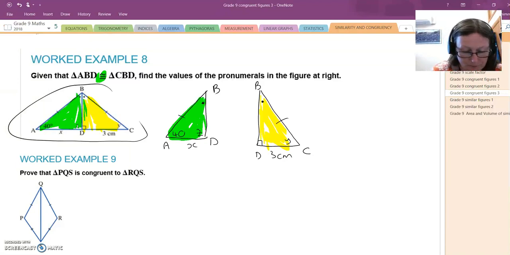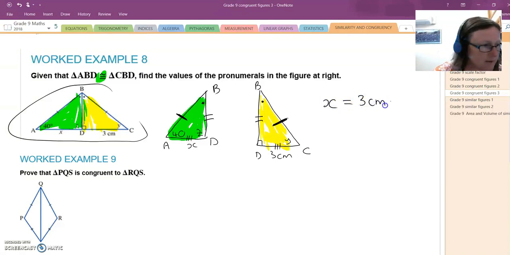We know that this side here is equal to this side there by the slash. We also know that this side is called BD and so is this one. That's this side here, so it's the same side. So they're equal. We are told that the triangles are congruent. Remember, if triangles are congruent, the three sides are equal. So that tells us that this side has to be equal, because for congruent triangles, three sides are equal. So in other words, x must be equal to 3 centimetres.